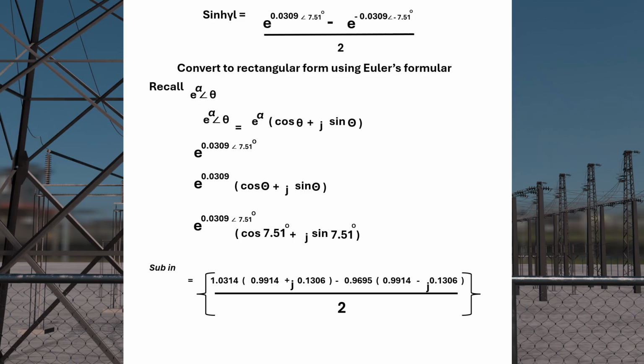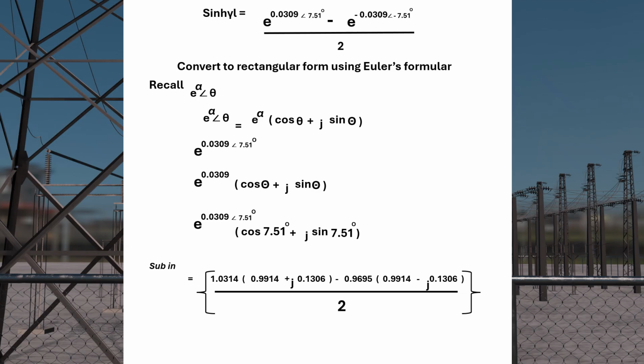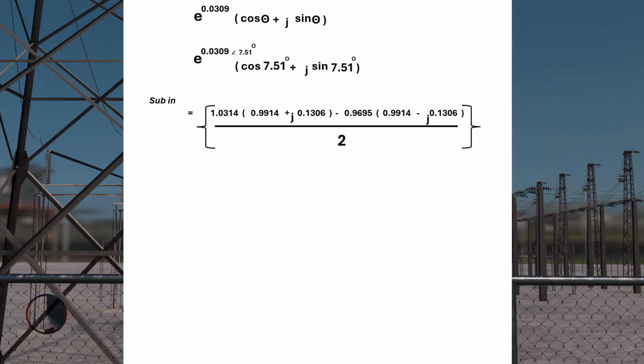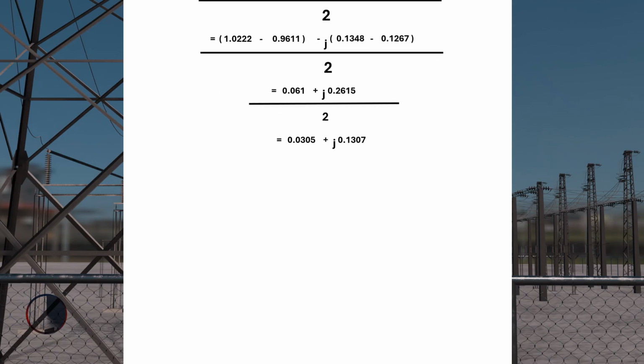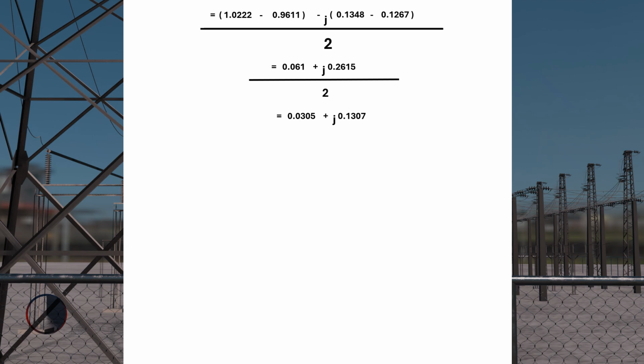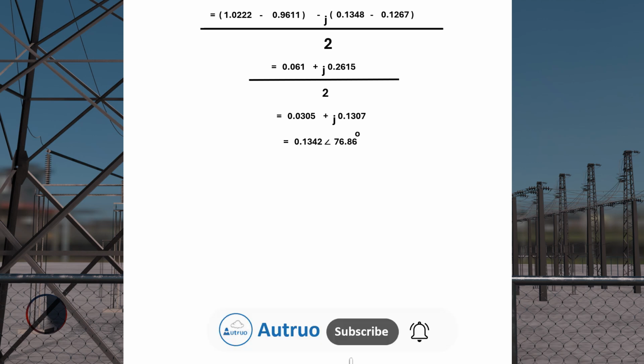When substituted accordingly, we have this here, and when further simplified, the expression becomes 0.061 plus j 0.2615, all over 2. So, sinh gamma L equals 0.0305 plus j 0.1307. When converted to polar form, sinh gamma L equals 0.1342 at an angle of 76.86 degrees.